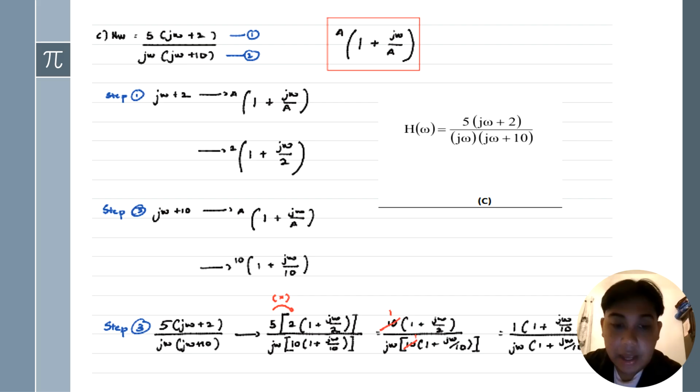So in conclusion, after cancelling the constants, the final simplest standard form is H(jω) equals 1 times (1 + jω/2) divided by jω times (1 + jω/10). So that's the conclusion for transforming the transfer function into the standard form. So that's all for me. Thank you.